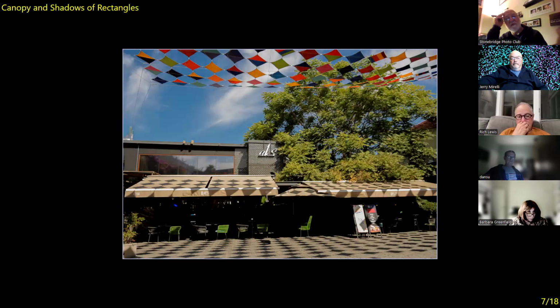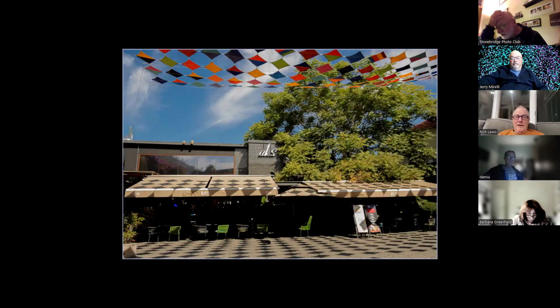Canopy and shadows of rectangles. Yeah, so I like the idea of this. You've got that canopy up there, which is a bunch of rectangles or diamonds, depending upon how you're looking at it. And then the shadow, because the sun's directly overhead, are falling on the awning and everything else, the pavement there.